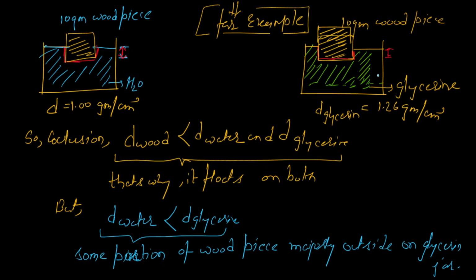Why? See, that means this wooden piece feels more buoyant force in the glycerin in comparison to the water, because of the density variation of water and glycerin. Okay, just write it down very carefully. Now we will move on to another portion that explains one numerical. I will explain this thing. Just stop your video and do it by yourself.